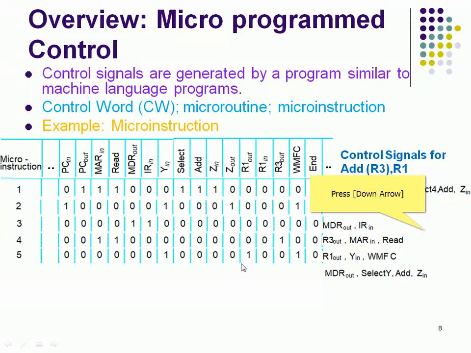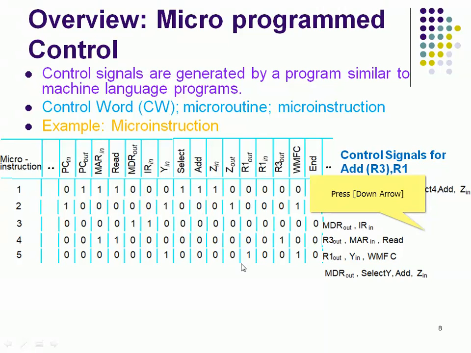So MDR out. If you say MDR out, it will be rushed to the ALU through B, right? Because that is the default gate that is open to enter the ALU. Select Y. Y means what? R1 we kept in Y, no? R1 was kept there previously. Now both the data are ready. Select Y is R1. MDR out is R3, the contents of R3, right? I hope you are following. What is select Y? Select Y is R1. What is MDR out? MDR out is the contents of R3.